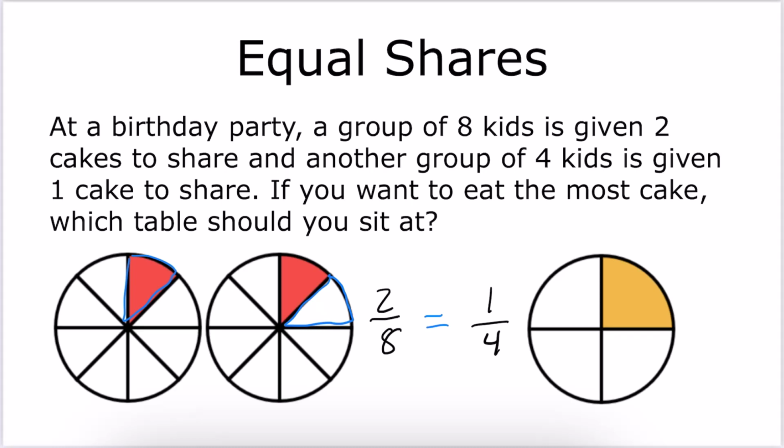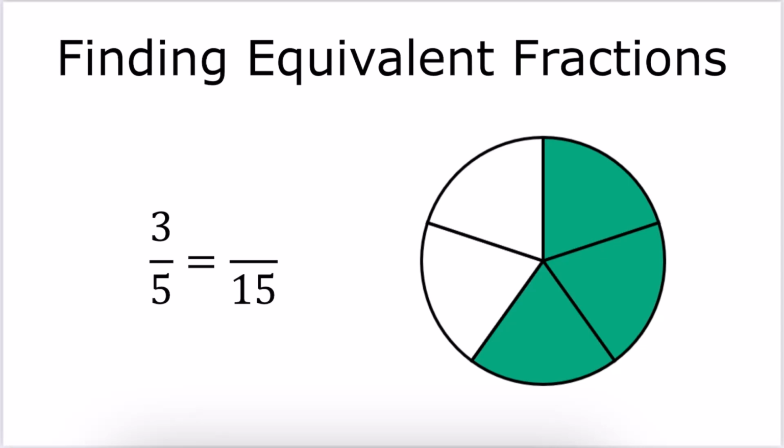And in this case, they may notice that there's a multiplicative relationship between the numerators and the denominators. Because if you multiply 1 times 2, you get the number 2. And if you multiply 4 by the number 2, you get the number 8. And they might start to notice that pattern. And this idea of multiplying the numerator and the denominator by the same thing is a key concept when you're finding equivalent fractions.